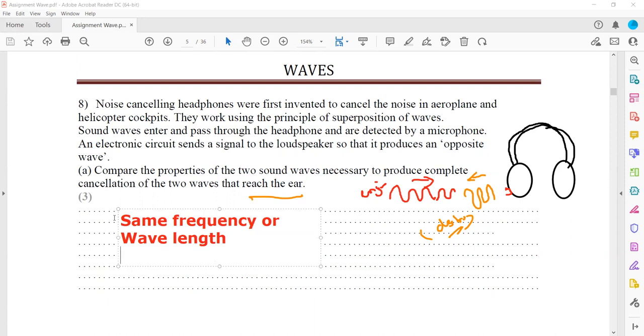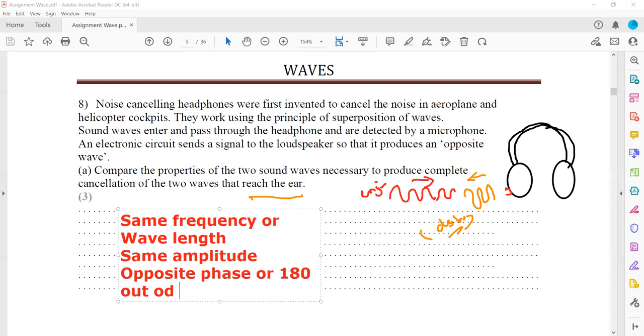Number two, it should be the same amplitude to cancel out, and it should be in opposite phase. When they are in opposite phase, or you can say the phase difference should be 180 degrees, when these two waves join or combine, as a result, the two waves will completely cancel out the effect of each other, and we will observe destructive interference.